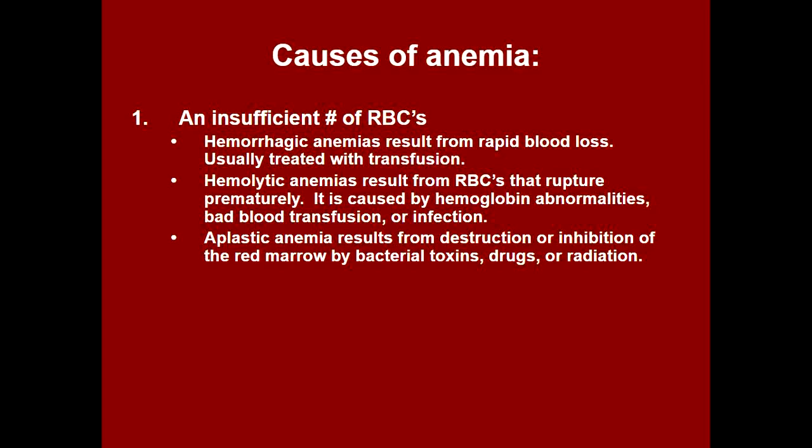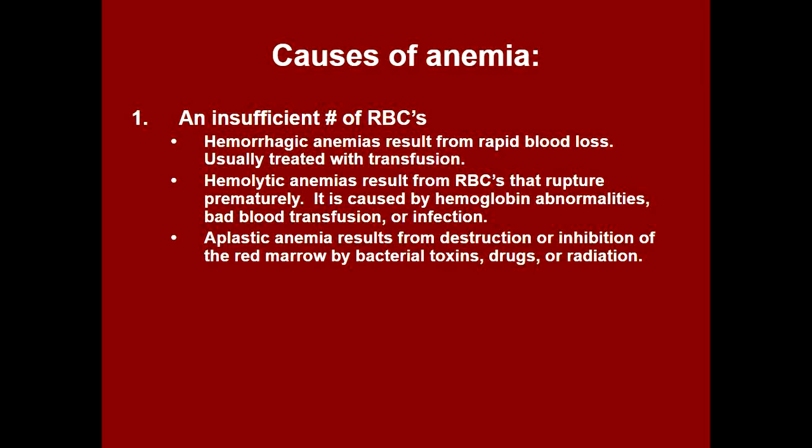And in that case, you may have to have a transfusion. We can have hemolytic anemia, which is where your body attacks your red blood cells prematurely and kills them. Some things that can cause that are infections. It could be that you have an abnormal hemoglobin that's formed and your body thinks it's an invader. And then also bad blood transfusions. And we'll talk about how we have to be very careful when we get a blood transfusion to make sure we get something that our body will be able to accept.